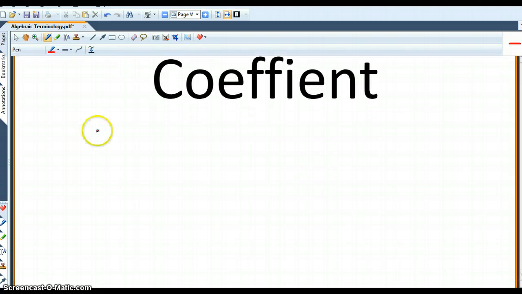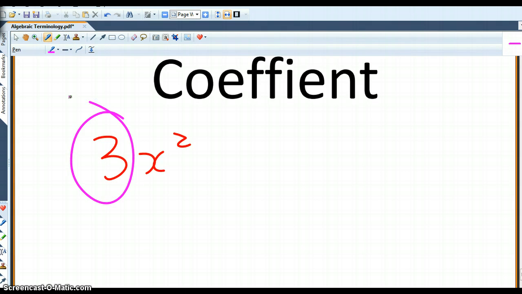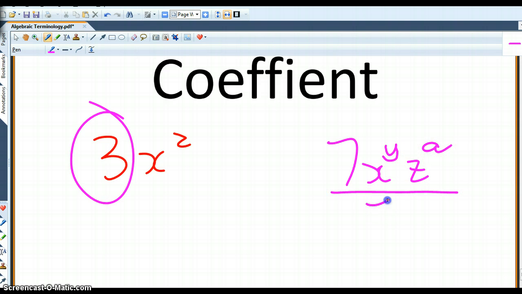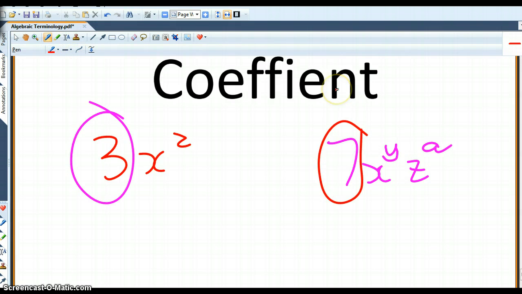Coefficient. If I say 3x squared, then this is the coefficient. If I say 7x to the power of y, that's okay. Z to the power of a all over 72. Oh, that's going to confuse you. We'll take that off. What's the coefficient? 7. Okay? So the coefficient is the number in front of the letters. Does that make sense? Yeah. Cool. Done.